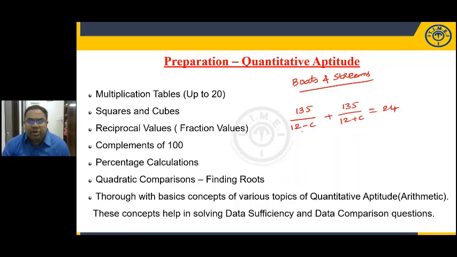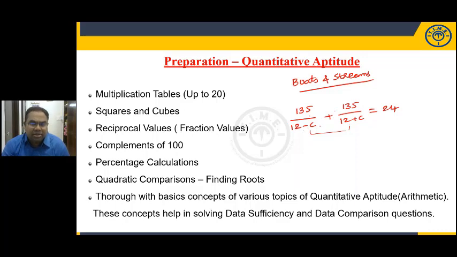See, I'm not asking you to solve. If you solve, everybody here should be able to answer the question. I'm asking you without solving. Take 135 common. What is the LCM? 12 minus C into 12 plus C. You write 12 plus C here, 12 minus C here, C cancels. A minus B into A plus B is A square minus B square. I get 144 minus C square, a quadratic equation.